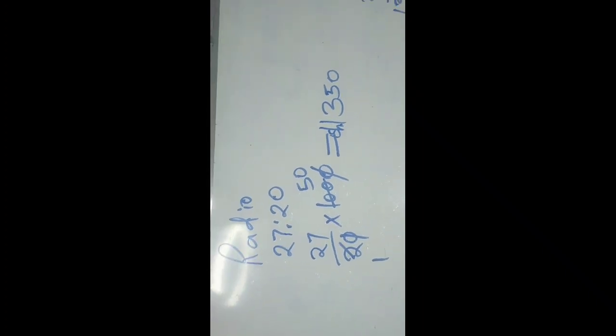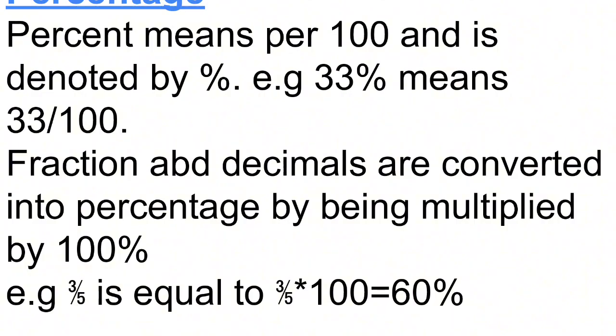The percentage means per 100 and is denoted using that symbol. For example, the 3%, as you can see there, means 3 over 100. Fractions and decimals are converted into percentage by being multiplied by 100%. For example, 3 over 5 is equal to 3 over 5 times 100, which is equal to 60%.